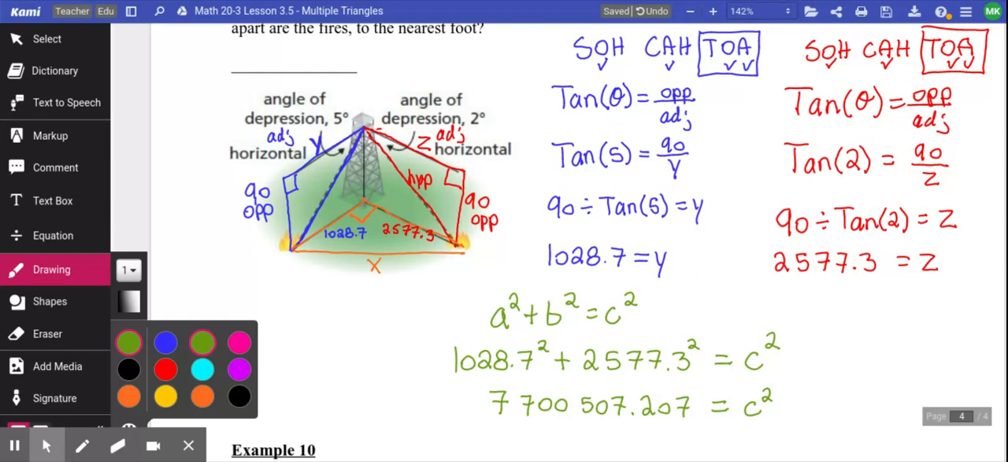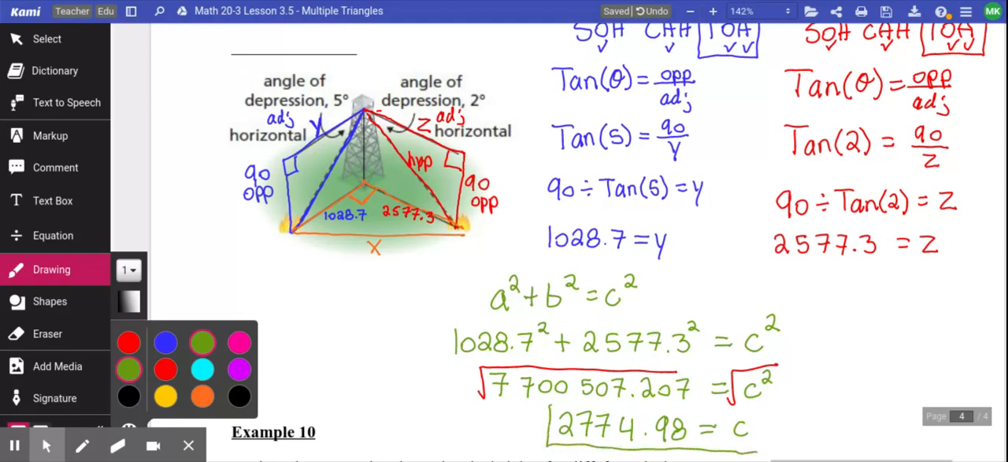It's excessive because the last step in Pythagorean theorem is always to square root your answer, right? You don't want to know c squared, you want to know just c. So the last step is always to square root. When you square root your answer, the square root of that number is 2,774.98. So those two fires are 2,774.98, which would be 2,775 feet apart.